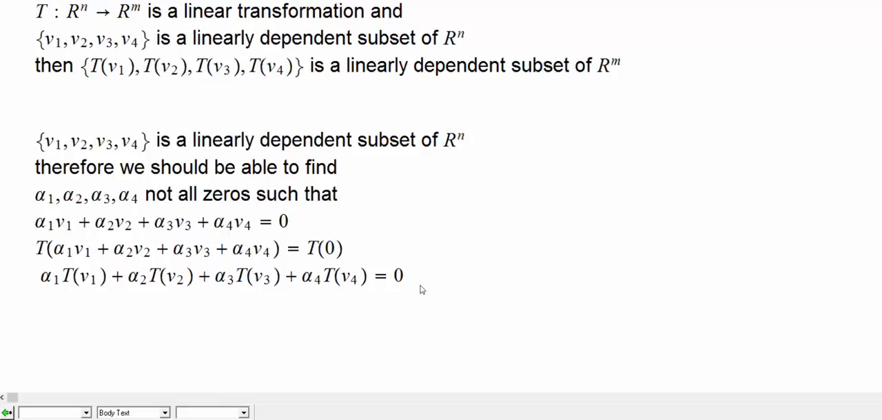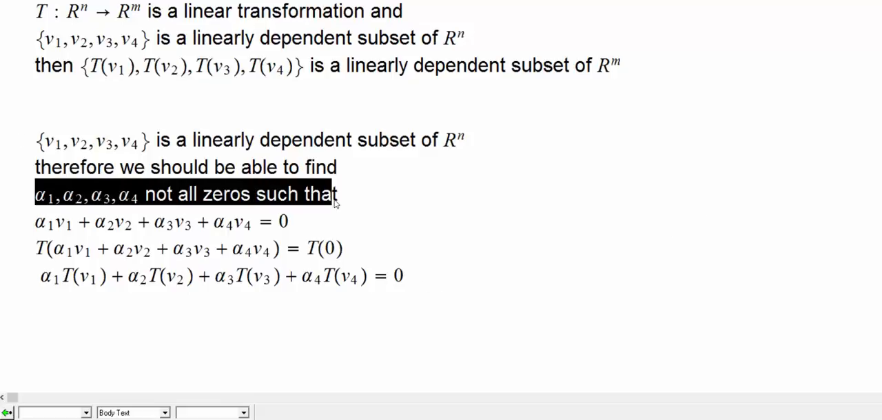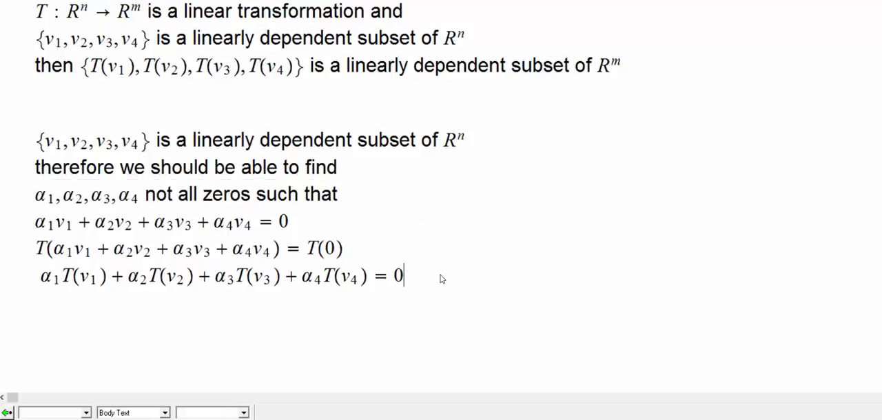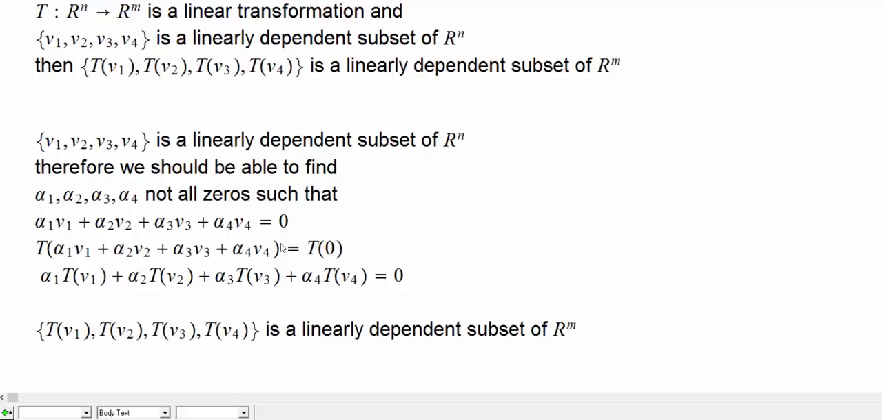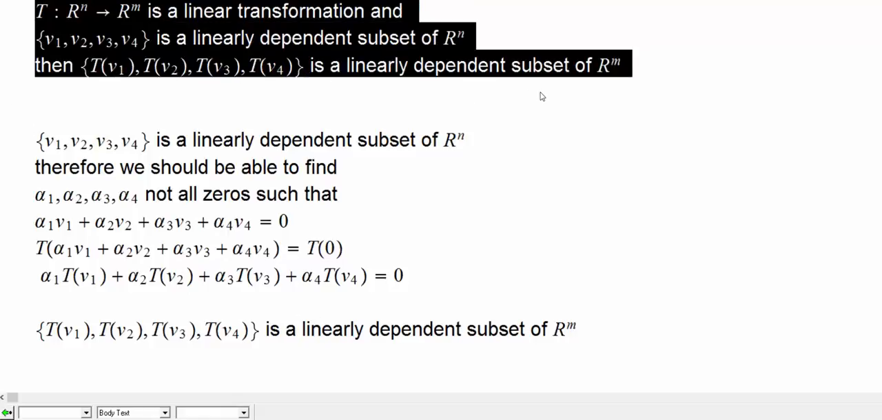So what we have is that we have been able to find these not all zeros, such that this linear combination is 0, and therefore this, as we wanted to say, is a linearly dependent subset of Rm. Last time we did that in a little exploratory manner, but this time we are just writing directly the way in which this is proven.